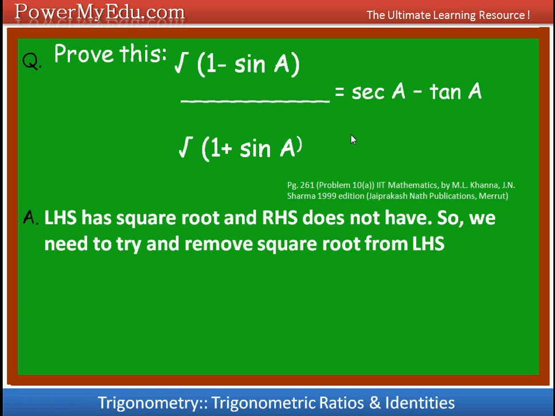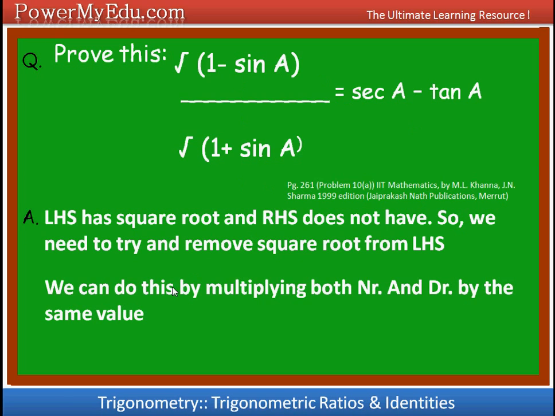We see that the left side has square roots and the right hand side does not, and we need to equate them. So we need to try and remove the square root from the left hand side. We can do this by multiplying both numerator and denominator by the same value, so that they become squares and the square root goes off.